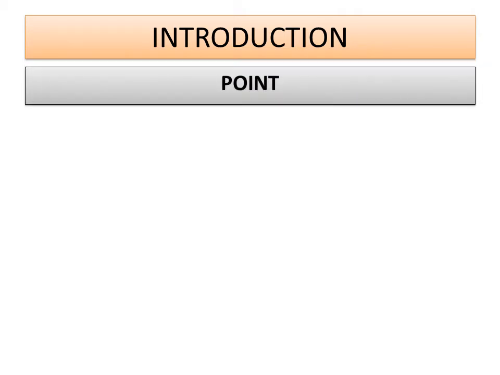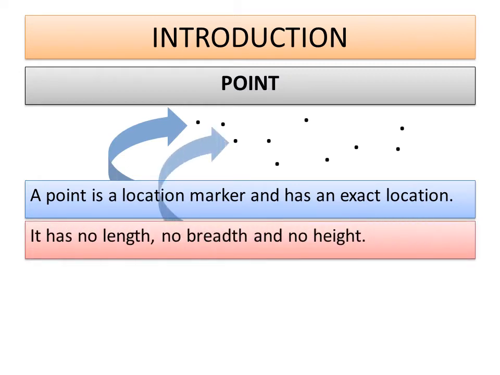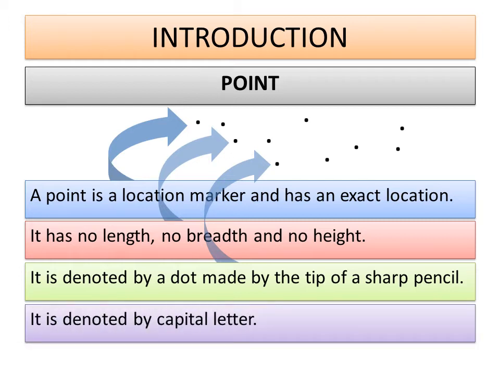Students, do you remember point, line, ray, line segment and plane? Let's recall them. Point. A point is a location marker and has an exact location. It has no length, no breadth and no height. It is denoted by a dot made by the tip of a sharp pencil. It is denoted by a capital letter. For example, point A, point B, point C, point D, point E, etc.